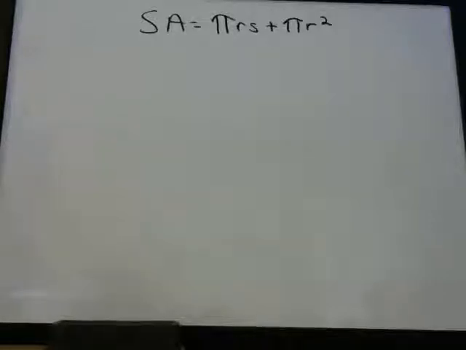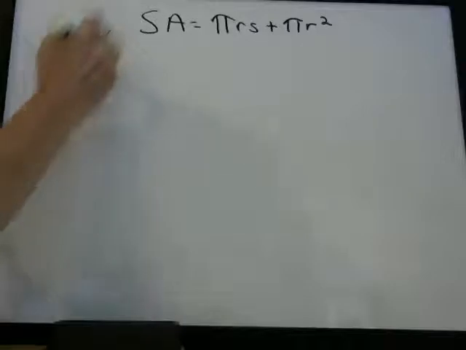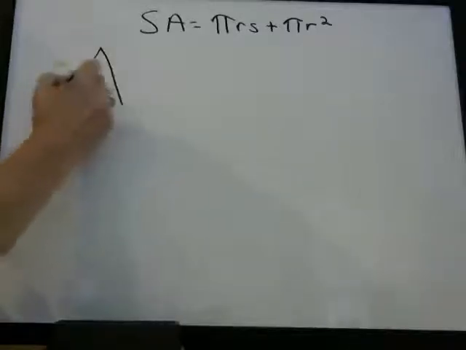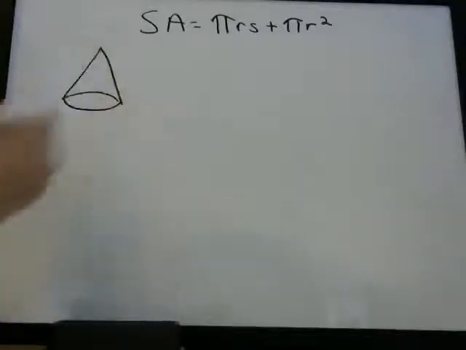We're going to find the surface area of a cone. If you remember what surface area means, you're covering something. Surface area is when you have a three-dimensional object, and you can think of it as painting the three-dimensional object. If we're talking about a cone, you can think of an ice cream cone.